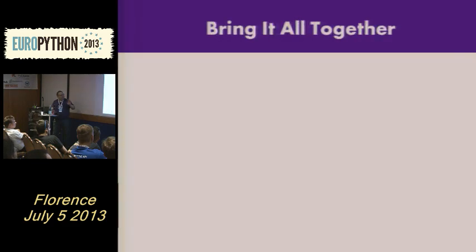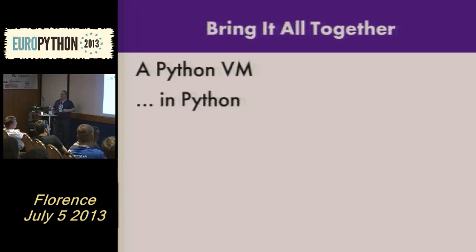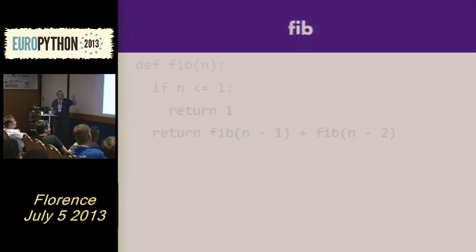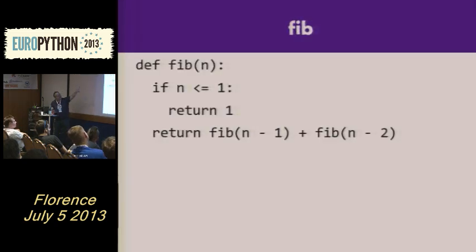Now, I have, I think, 6 more slides. There's maybe 7. And we're going to bring everything all together. I'm going to show you a Python virtual machine written in Python. This is going to take a function, disassemble it, break it into bytecodes, and run the individual bytecodes. Now, gunk is really boring, so I'm not going to do gunk. I'm going to do a Fibonacci generator. So this is the function. I'm going to run this function in my own handwritten VM. And here we go.